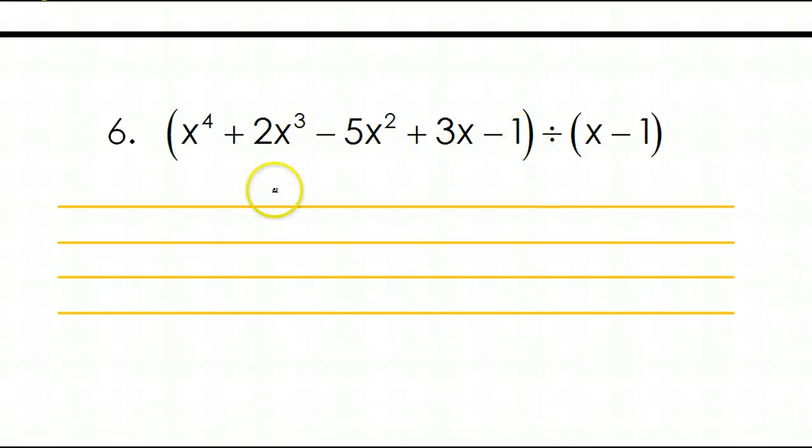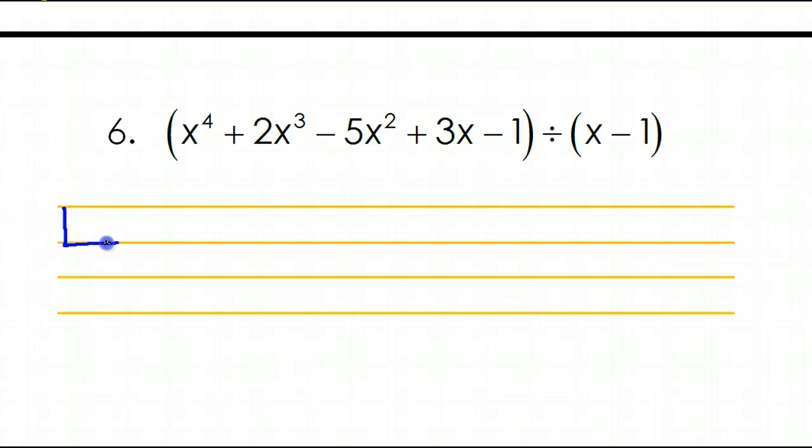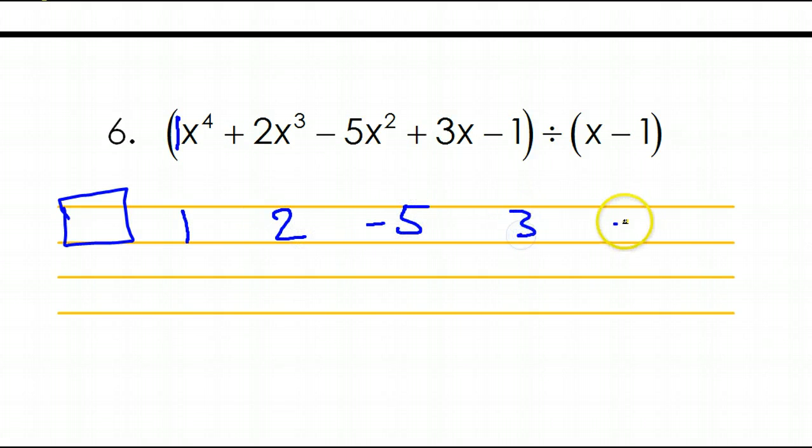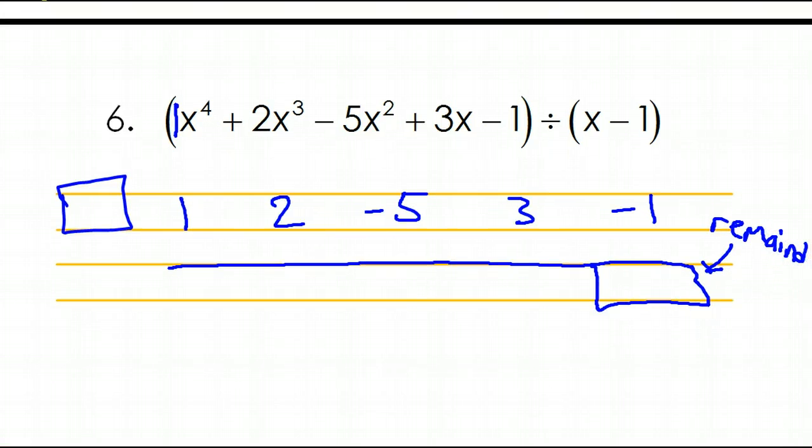4, 3, 2, 1, 0. All right, I always check to make sure there are no missing terms. So start with your box. Okay, now the coefficients. 1, 2, negative 5, 3, negative 1. So here I go. 1, 2, negative 5, 3, negative 1. Okay, draw your line like this. Your last column is the remainder.